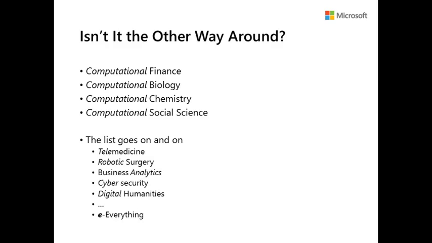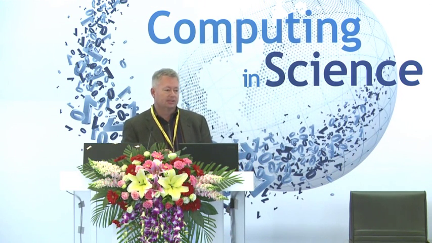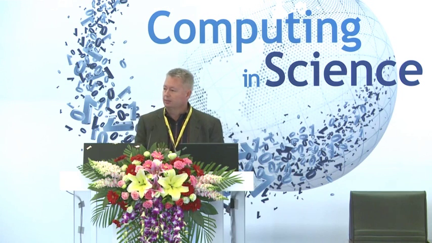It's almost a cliche now to make that observation and to talk about how much computer science is changing so many other disciplines. And you don't really have to look very far. You can just look at some of the names of these areas of specialization that are emerging in other disciplines. We talk about computational sub-disciplines: computational finance, computational biology, computational social science, and other things like digital humanities, robotic surgery, business analytics, cybersecurity.